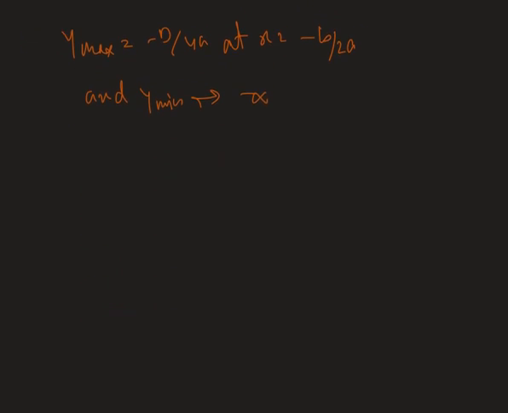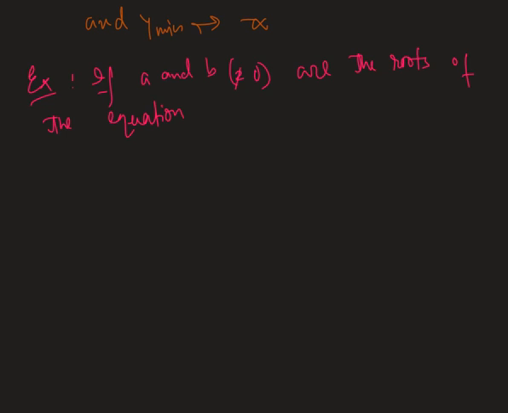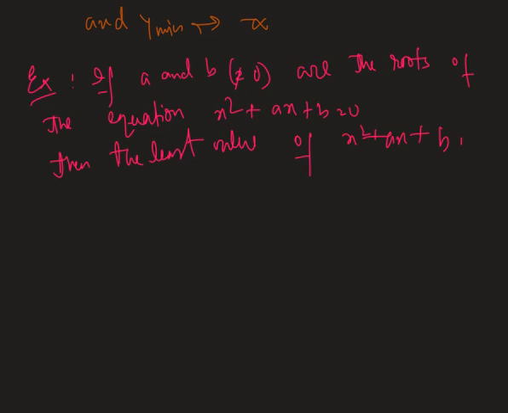Now we try to illustrate this with an example. If a and b, where b is not equal to 0, are the roots of the equation, then the least value of this equation is what we need to find.